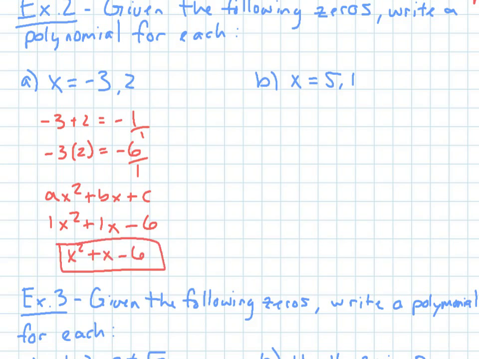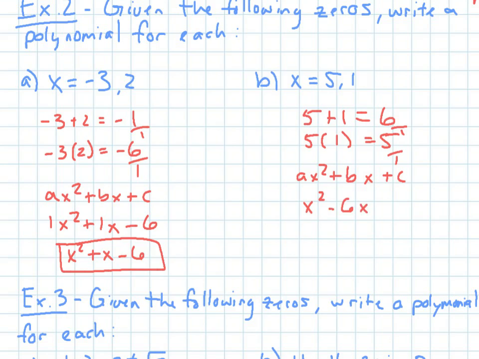Same thing for letter b. I add them, which gets me 6. I multiply them, which gets me 5. Looking at my quadratic polynomial, I've got denominators of 1 again, so I get x squared, and then the opposite of b for the sum, so negative 6x, and then the same sign for c, which is 5. So I get x squared minus 6x plus 5.